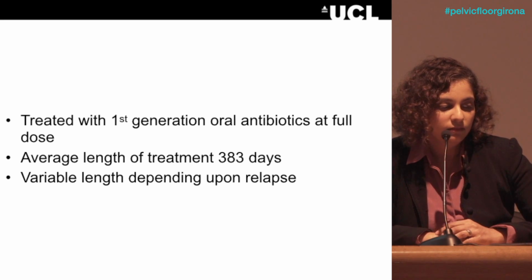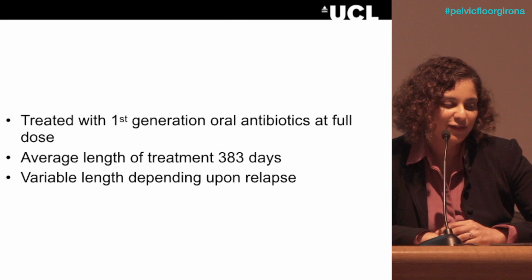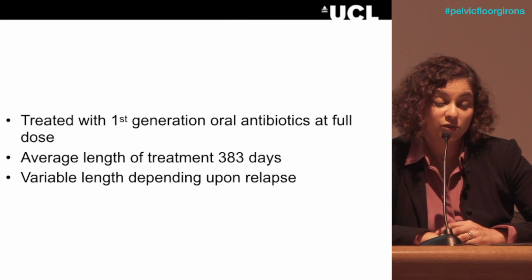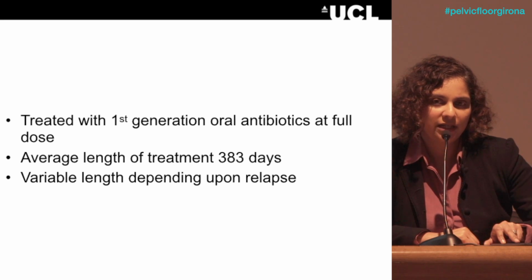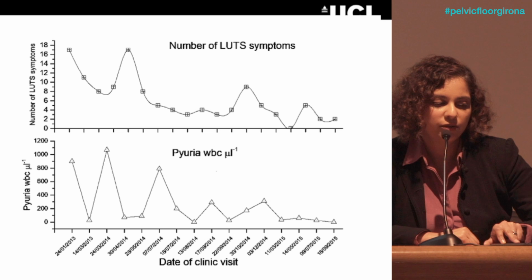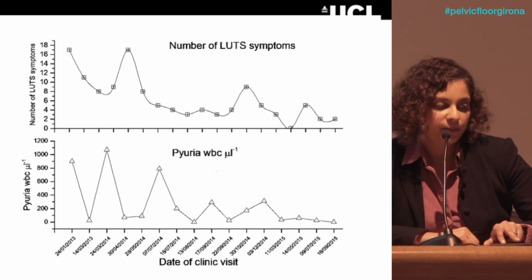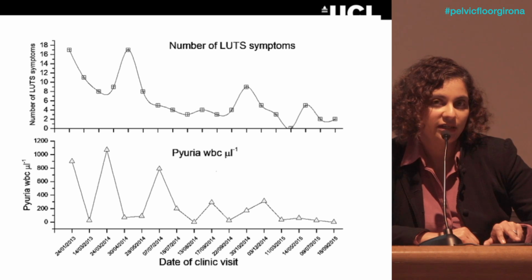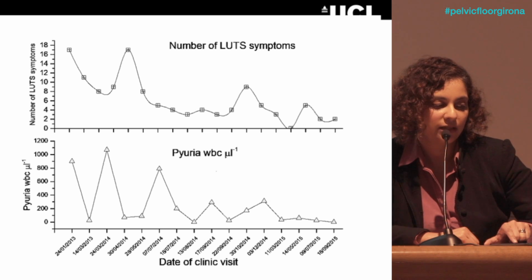But I'm waiting for you all to gasp, but the average length of treatment for our patients was 383 days. Some less, some more, and depending on relapse. And we've sort of come to a protocol, and again, it's through trial and error. It was through stopping and starting and trying to get patients off. But this is a sort of a typical patient that we see, and you can see their LUTS symptoms. We use a validated 39-point score, and the LUTS symptoms you can see coming down nicely, and the white cells are reflected, so they sort of follow the same pattern.